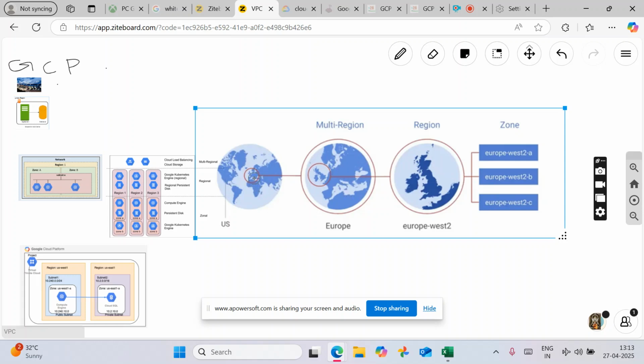Likewise, GCP has its zones across multiple geolocations based on the region. Now, how we access GCP is via the internet. So, inside GCP, they maintain their infrastructure. We only need to utilize that.